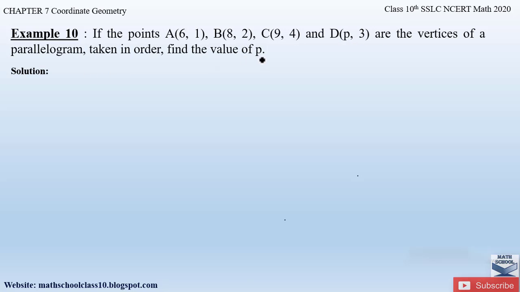To solve this problem, you have to know the properties of a parallelogram first. Let us first draw a parallelogram. In a parallelogram, opposite sides are parallel and they are also equal.